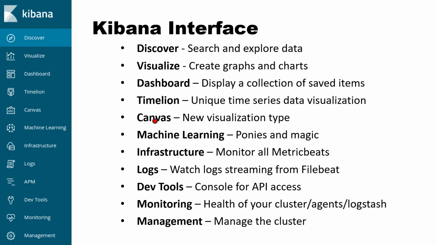Timeline is a special way of doing charts. We probably won't get into that. Same with Canvas, that's some new stuff. There's a machine learning module. That is a paid feature. Infrastructure is a way of monitoring through the beats what is going on. So if you have 100 computers all with Metricbeat installed on them, it is saying how much RAM is there, what's the CPU usage, and all of that stuff. You can click on those and then get a live view of the logs streaming in. That's what the logs tab does. DevTools gives you kind of a REST API style way of communicating with Elastic directly. Monitoring monitors the health of your cluster, and management is to manage your cluster and Kibana and all the other stuff.